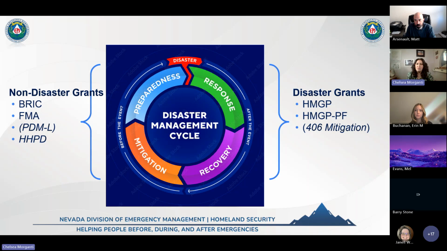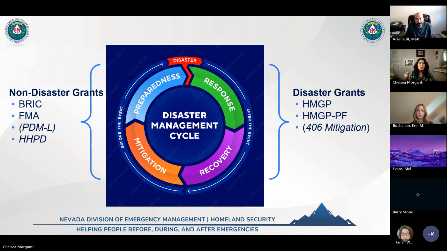Funding under emergency management is broken out into two halves for mitigation purposes. And really, it's just about how that money gets allocated from the feds down. There are annual grants, non-disaster grants that hypothetically are allocated on an annual basis. So BRIC, FMA, PDM, legislatively awarded PDM, and HHPD are these more regularly scheduled programs. And then we have disaster grants that are tied to disaster events.